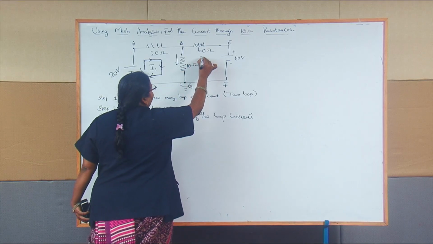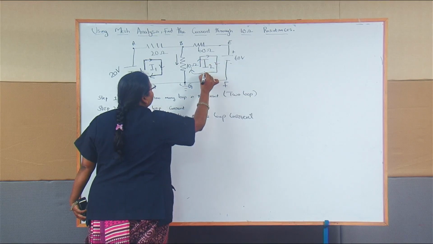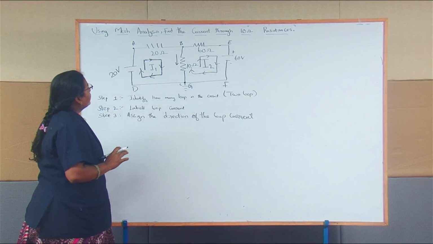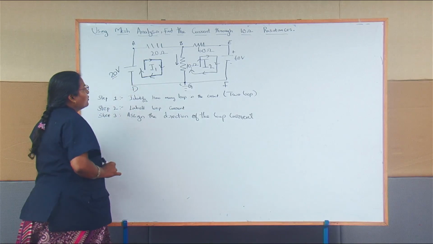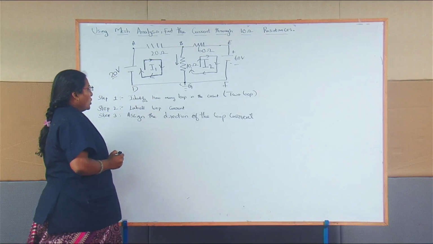So here also I am going to assign clockwise direction. In this circuit, they are giving the source voltage as 20 volts for this loop. Here it is mentioned 60 volts.